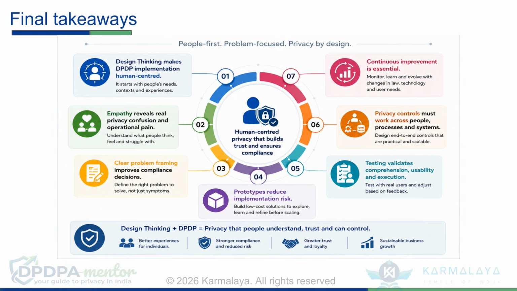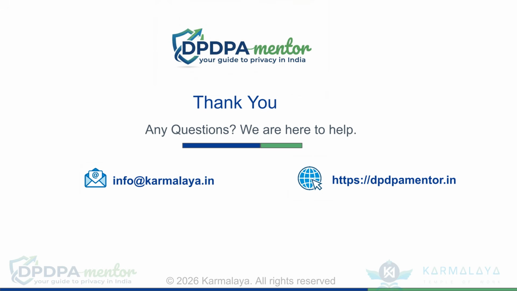Sixth, privacy controls need to work across the entire ecosystem: users, employees, systems, vendors, and governance processes. Finally, compliance is not a one-time project. It is a continuous cycle of understanding, designing, testing, monitoring, and improving. The ultimate goal is not merely to avoid penalties. It is to create an organization in which personal data is handled responsibly and individuals can understand and exercise meaningful control.